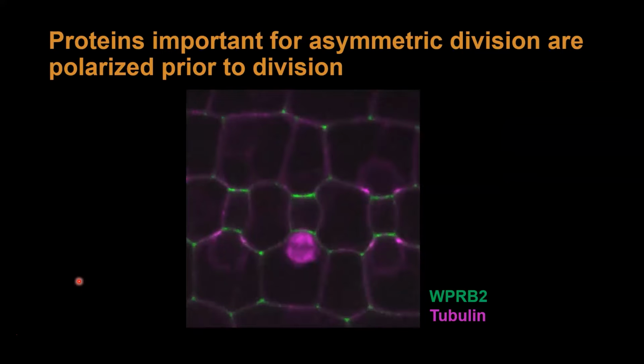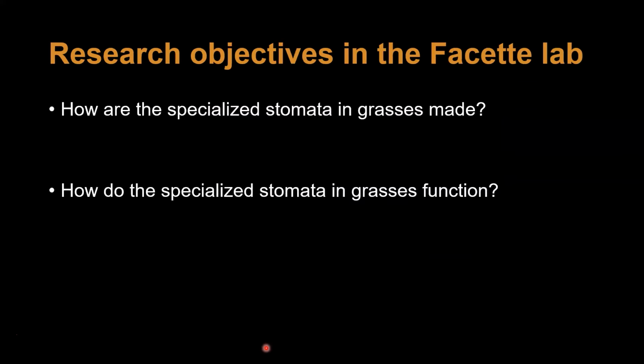So again, I don't have time to tell you everything we do, but some of these proteins that we know are important for asymmetric cell division have really interesting patterns if you look at them in the cells. So again, we spend a lot of time on the microscope asking what these proteins are actually doing, where they are, and how this leads to different types of cells. Okay, so that's basically one branch of the lab, which is how are these stomata made? And then we have the other branch of the lab, which is how do these specialized stomata that are distinct in grasses function?